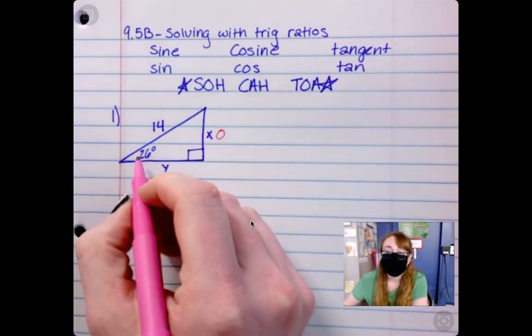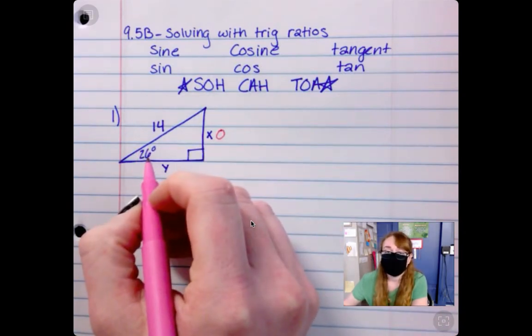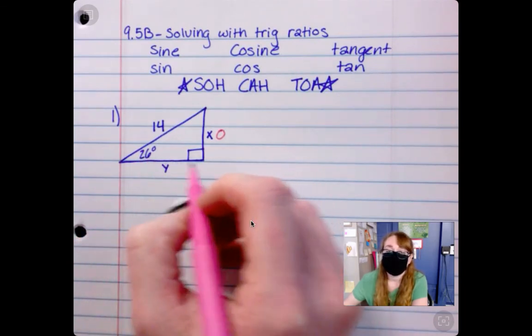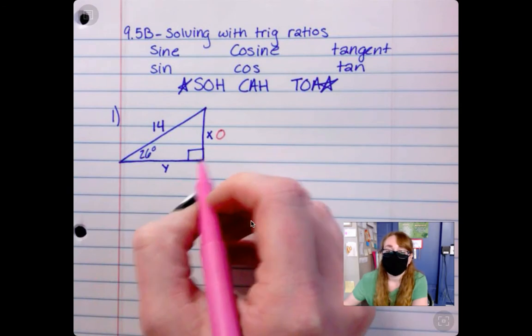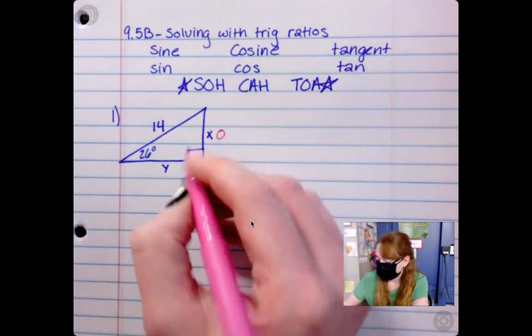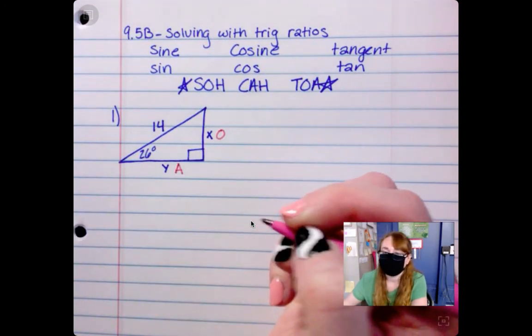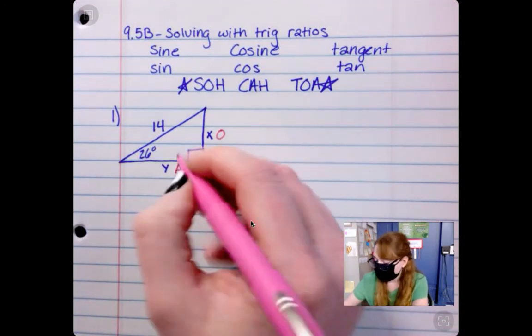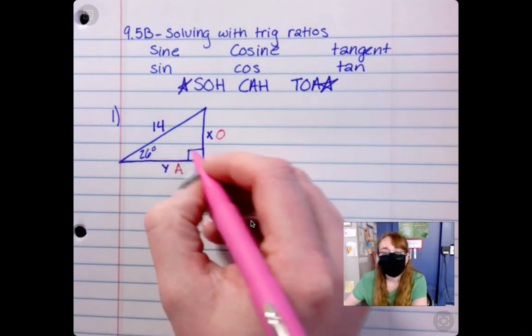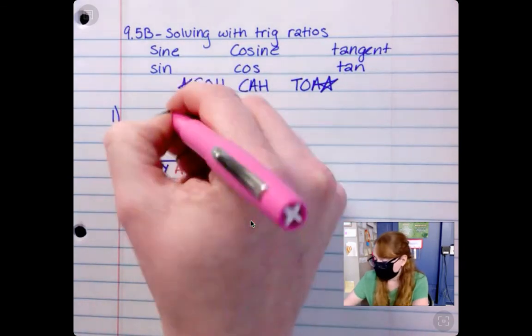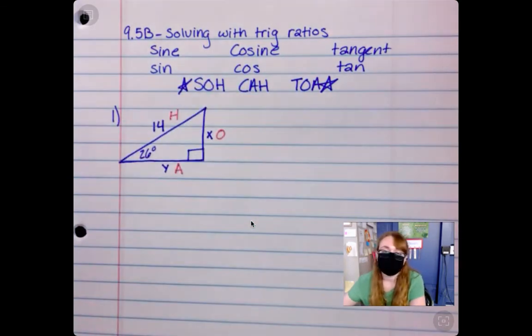Now the leg adjacent to 26 is going to be the leg that is touching 26, the leg that is right next to 26, that is not our hypotenuse. This is going to be the y. We know that y is a leg because it's also touching our 90 degrees. So this is our adjacent side, so I'm going to label it with a capital A. And then finally, our hypotenuse is going to be the side across from our 90-degree angle, the side opposite from our 90-degree angle. So I'm going to label that with an H.